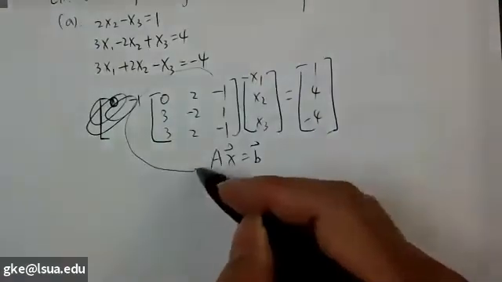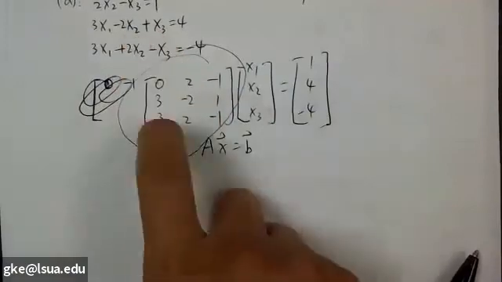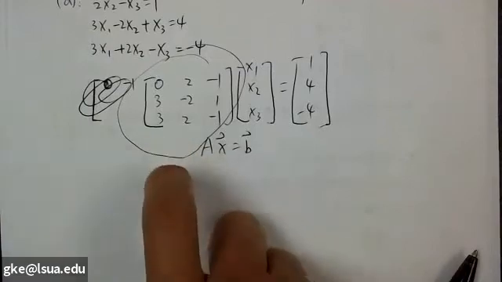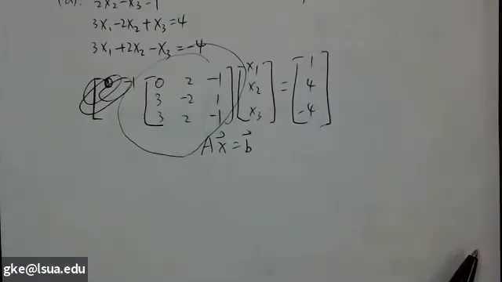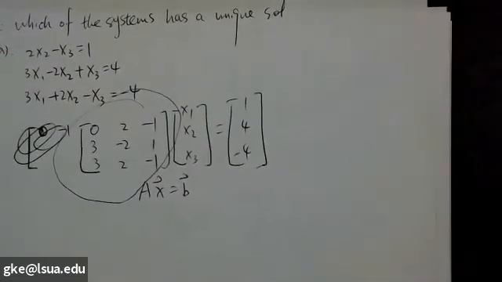Okay, so what is A? Is this guy. We just need to calculate the determinant of this matrix, whether it equals 0 or not. If it equals 0, the system doesn't have a unique solution. If it doesn't equal 0, that means it has a unique solution. Right? Now try it. Calculate the determinant of A.